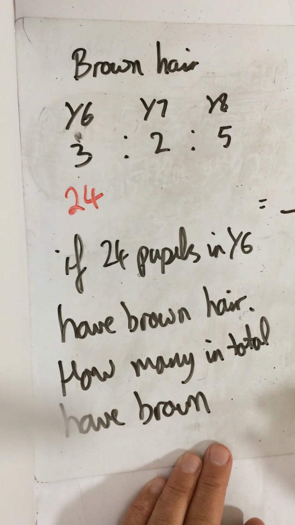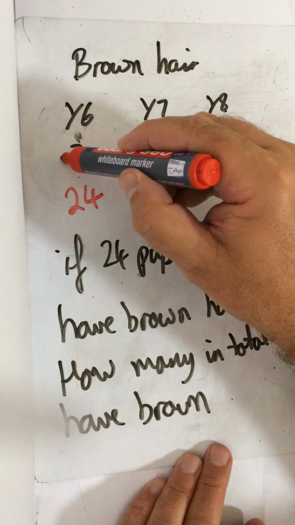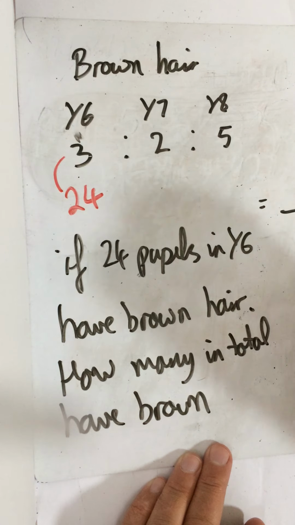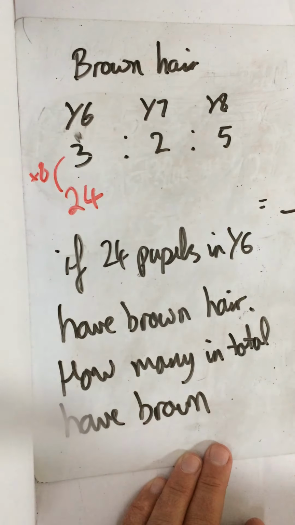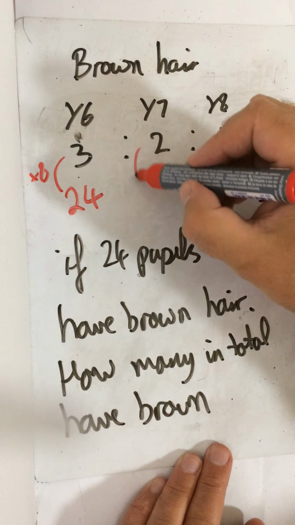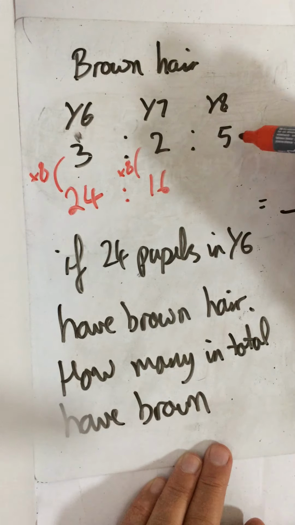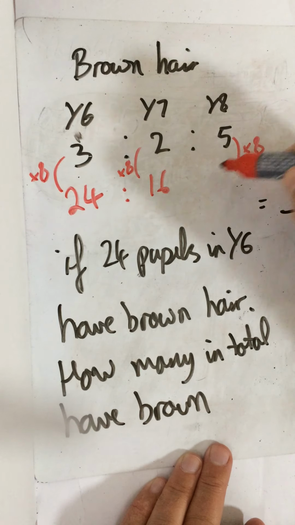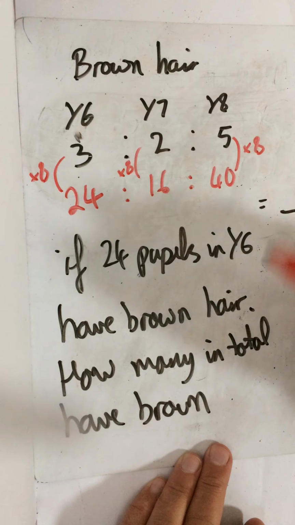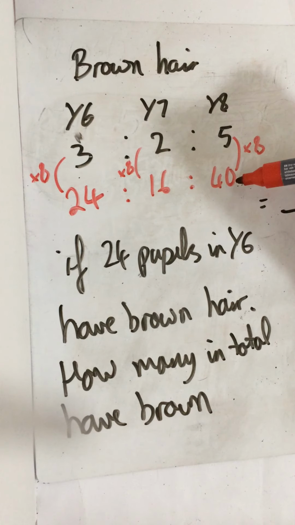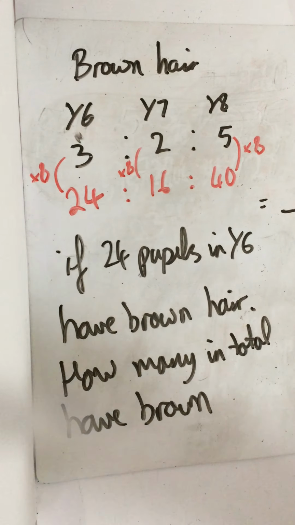If 24 pupils in year 6 have brown hair, now we can see how much we're expanding it by. How are we getting from the 3 to the 24? We're timesing by 8, aren't we? 3 times 8 is 24. So again, we times all of them by 8, so we're expanding out the ratio. That's 40, so this tells us that 40 people in year 8 have brown hair, 16 people in year 7, and 24 people in year 6.